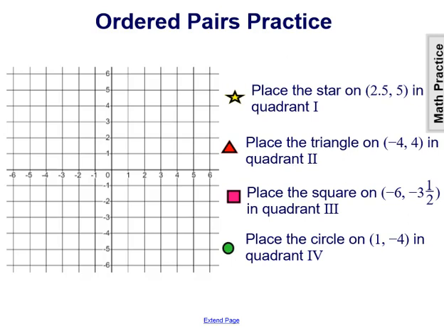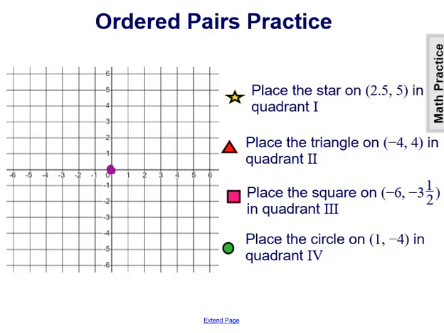So let's get some more practice, and instead of having it graphed for us, let's actually graph them ourselves. It says to first place the star on 2.5, 5 in quadrant 1. We're always going to start when we plot points at the origin. So I'm going to mark the origin on my graph to help me and always know that's where I'm starting.